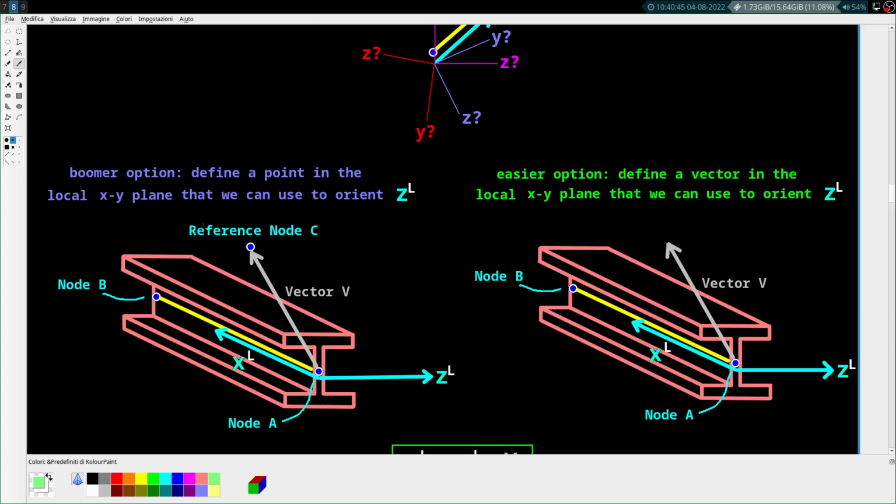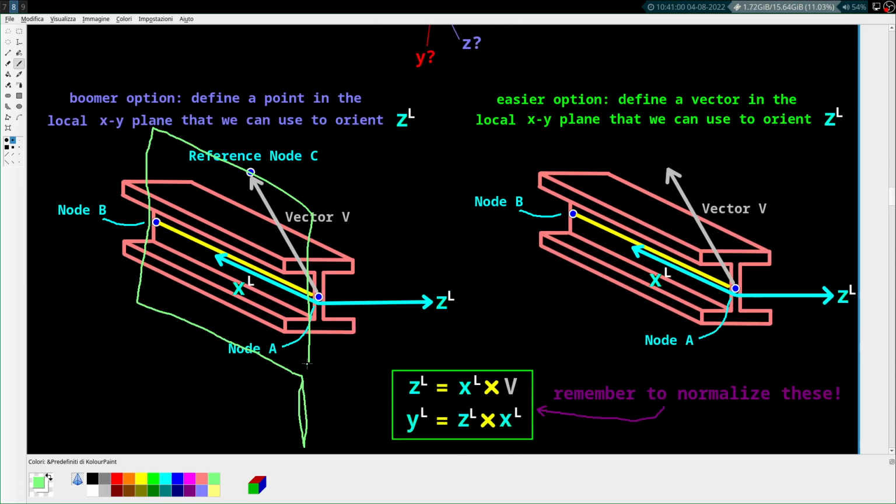That's just a geometric property because the material is further from the neutral axis. And so the way it's done in the textbooks we've seen, not everybody, but what I've seen a lot, is they define a reference node somewhere in the local xy plane, basically this plane here. They define a point in this plane, and they say this vector v goes from node A to that point. Then if you take the cross product of x with v, you get the z-axis.